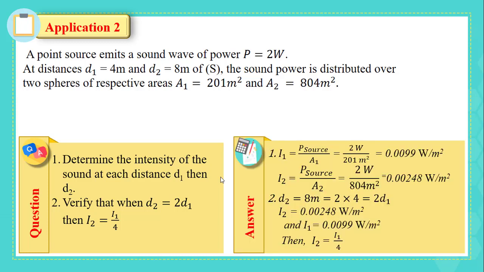In part 1, I1 is equal to the power emitted by the source divided by A1, which is equal to 2 watt divided by 201 meters squared, equal to 0.0099 watt per meter squared. I2 is equal to 2 watt divided by 804 meters squared, which is equal to 0.00248 watt per meter squared. In part 2, the distance D2 is equal to 8 meters, which is equal to 2 times 4, which is equal to 2D1. I2 is equal to 0.00248 watt per meter squared, and I1 is equal to 0.0099 watt per meter squared. Therefore, I2 is equal to I1 divided by 4.